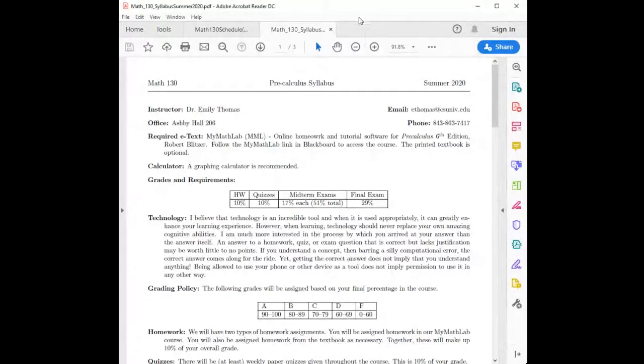Okay, so in the syllabus, it's pretty clear, I think. What's different, and I've included this in emails to you guys, is that in pre-cal, normally we do not do MML, MyMathLab. We are going to do MyMathLab this summer, so that's the biggest thing. This should say homework. That's the biggest thing.